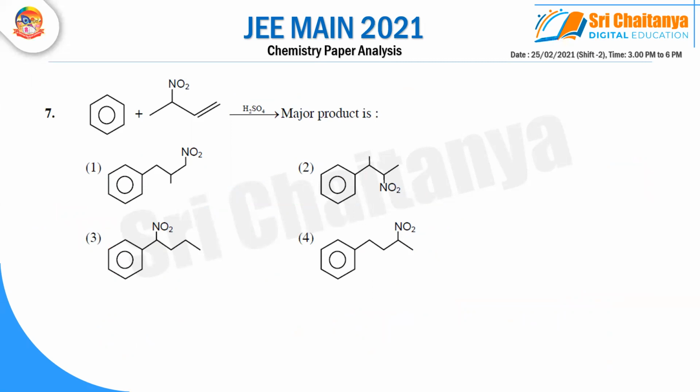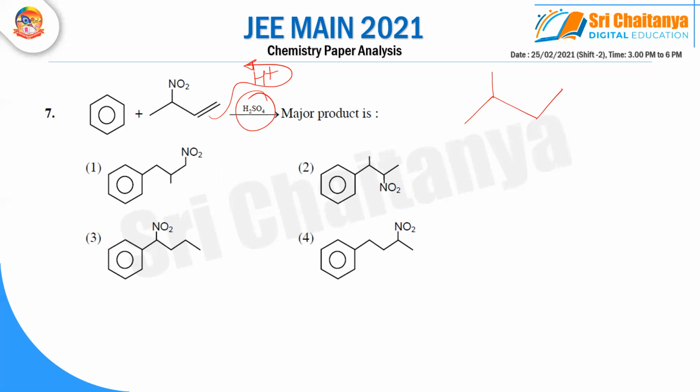In this question, we have again electrophilic aromatic substitution. So let us check. Now in presence of H plus, the pi electrons will get protonated, and as a result, there will be a formation of positive charge.